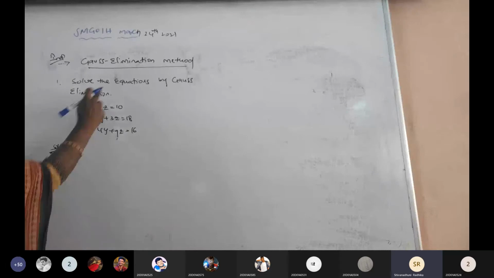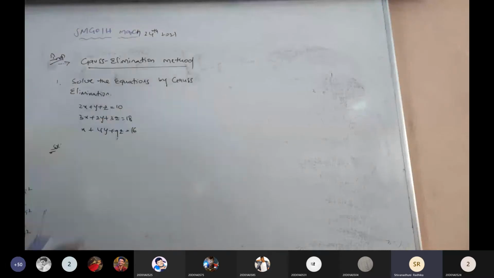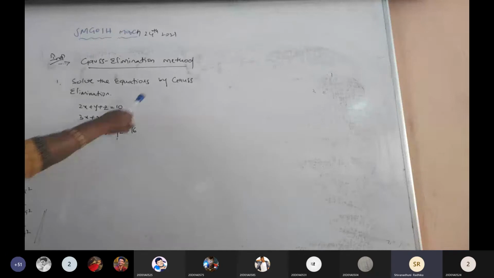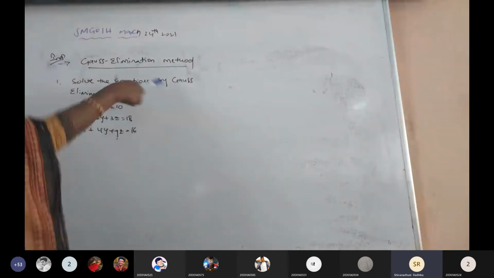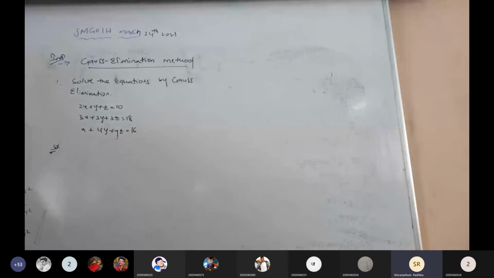Now, the method name is compulsorily mentioned in the question. In the final examination also, the method name is there in the question. There is nothing to identify. If the method name is not mentioned, then go to the consistent and inconsistent problem. If the method name is mentioned, then go through the Gauss elimination method, right? Compulsorily mentioned. If not, then go for the consistent and inconsistent problem. Okay. Now here, Gauss elimination.